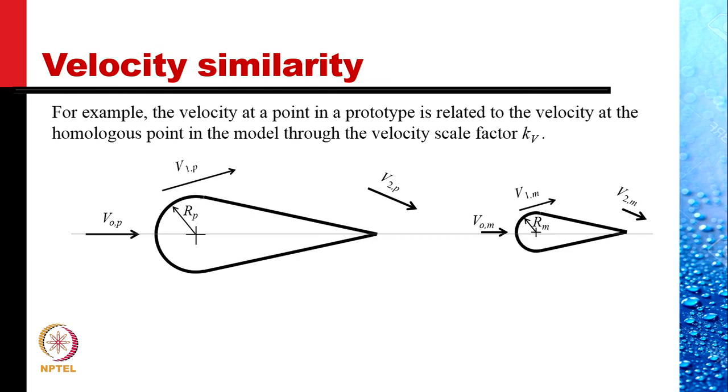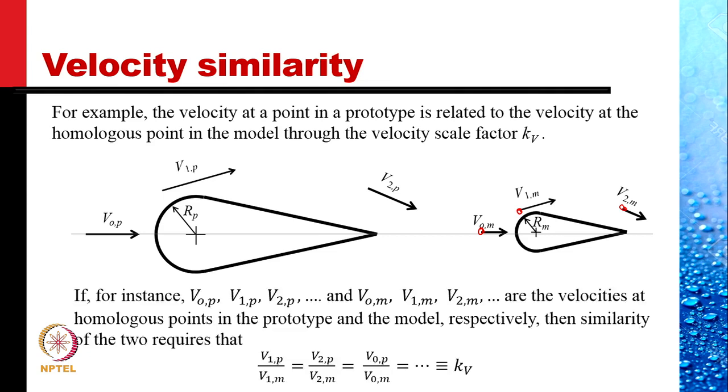In the prototype, we have 3 velocities as shown: V0p, V1p and V2p. We consider the model, and we consider the homologous points in this model corresponding to 0, 1 and 2. These are the homologous points. Let the velocity there be V0m, V1m and V2m.